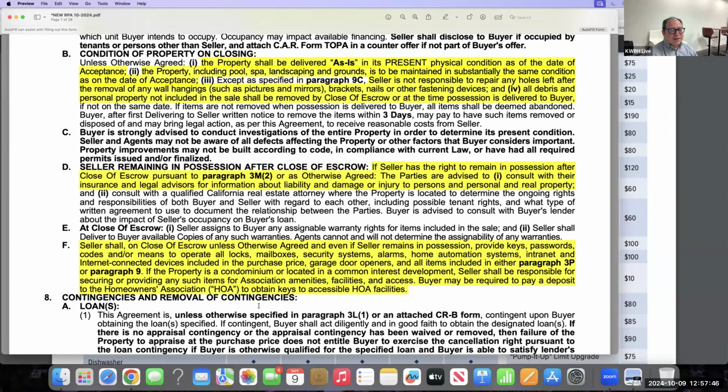I just want you to know that it's the seller's responsibility. However it gets handled, just know that the contract says it's the seller's responsibility to give you a key to everything. If it's the pool area in a residential complex, that's a common area key. So here it's saying the buyer may be required to pay a deposit to the HOA to obtain that. That is the buyer's. The buyer will have to pay that, yeah.